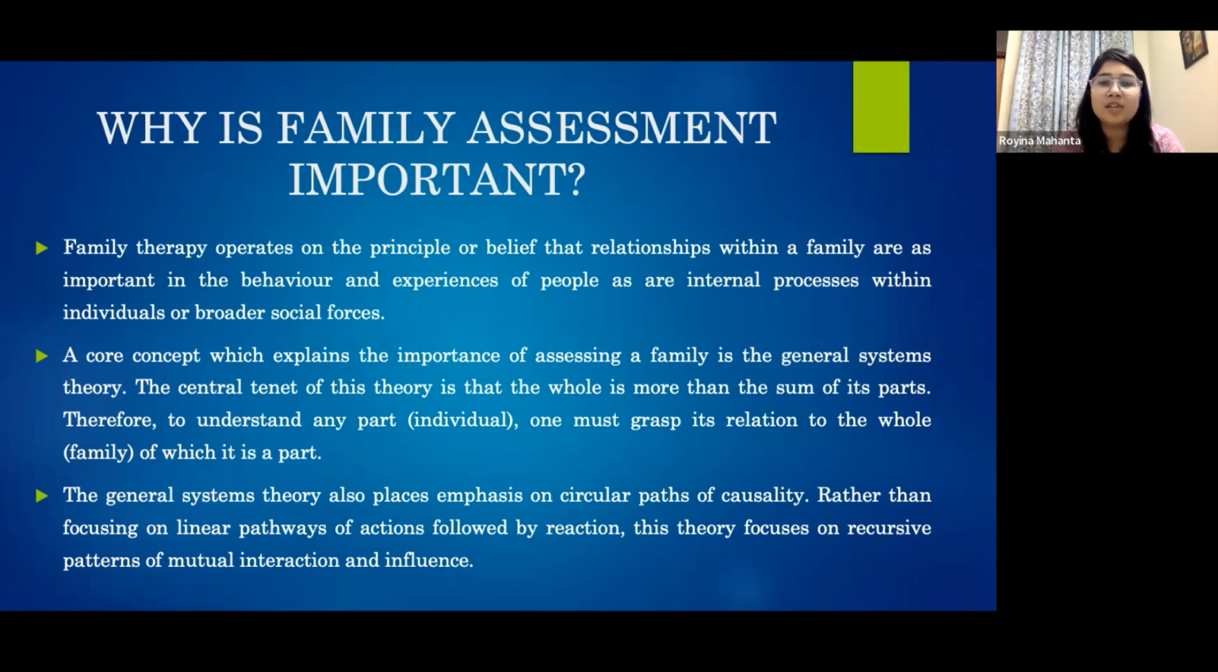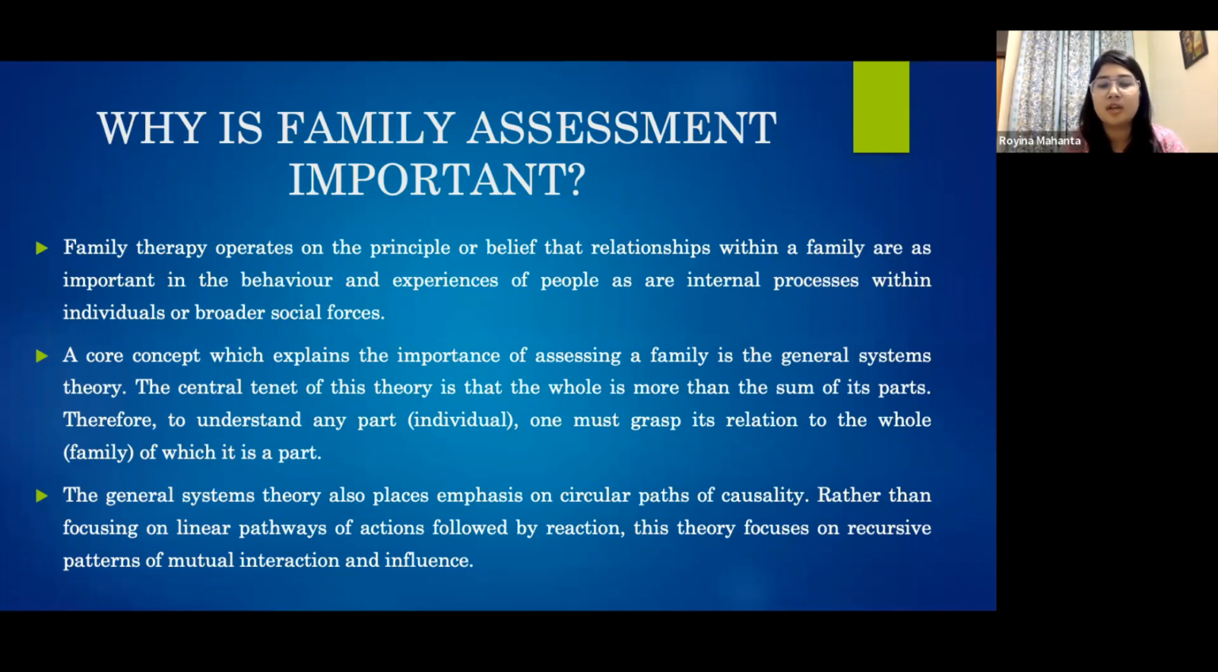So, one central tenet of this theory is that the whole is more than the sum of its parts. To put it simply, to understand any individual, we must grasp their relation to the whole unit, that is, the family of which it is a part.